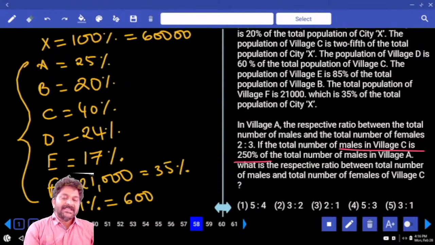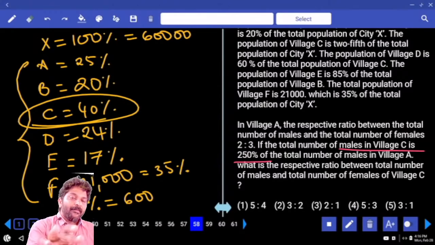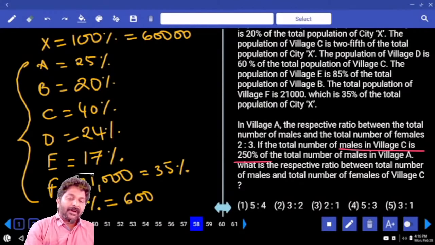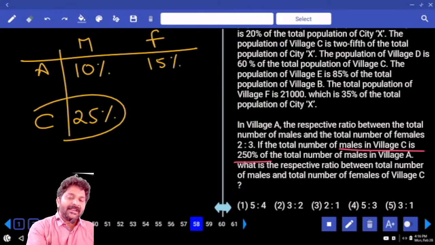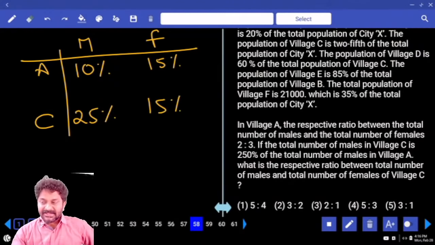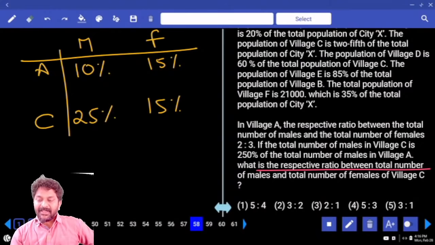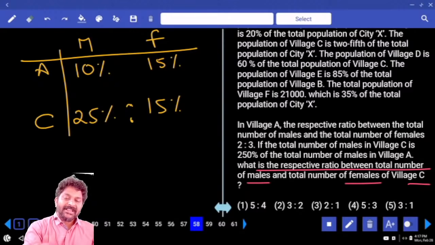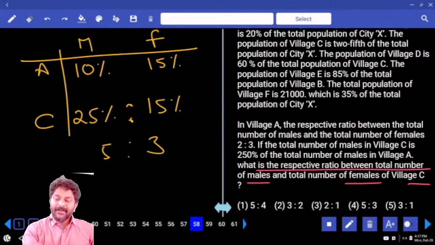25. In village C, what is total? Male and female? 40. Out of 40, how many are here? Then remaining 15. Now what is your question? Respective ratio between male, female from village C. That is 25:15 only. 5 times. 5 3 times. That's all.